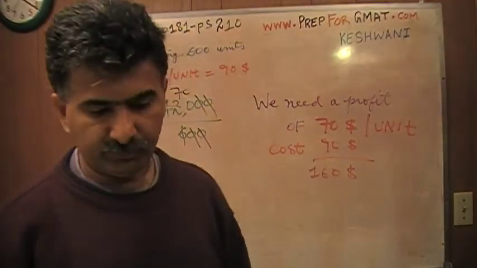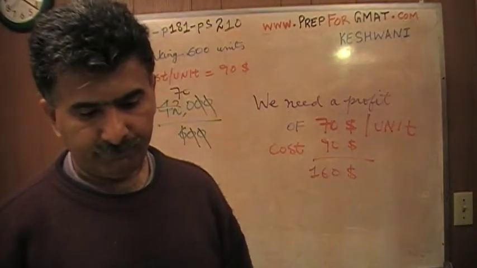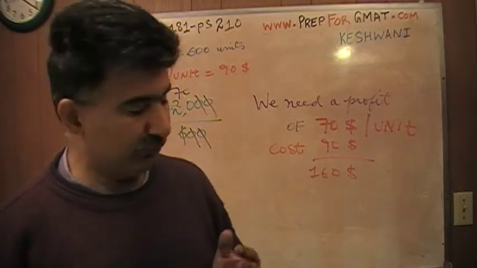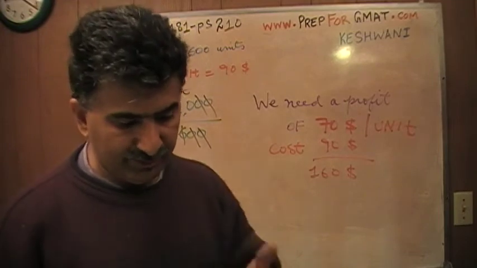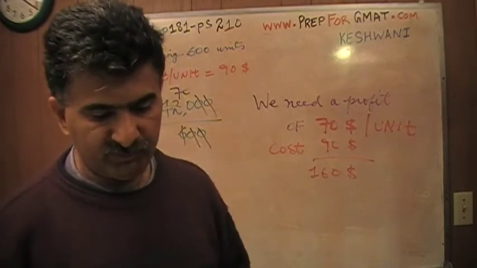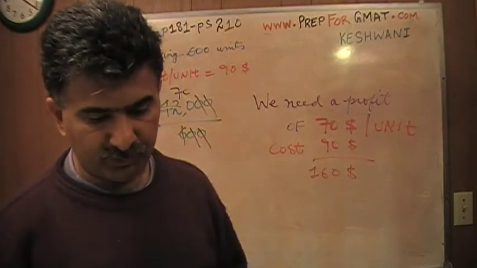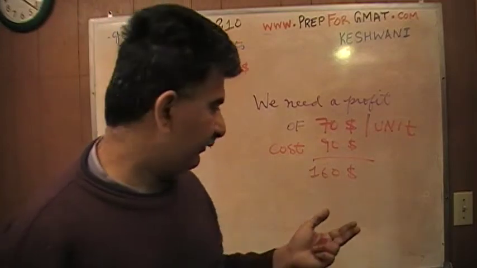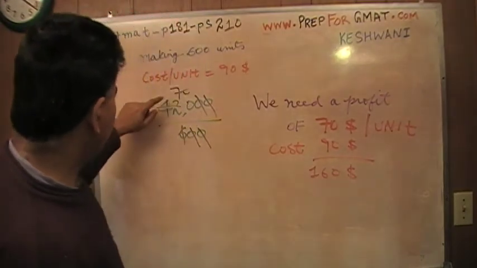Let's see how they phrase the question. What is the minimum? There you go, at least, like I said. You have to sell it for at least $160, hence the use of the word minimum. What is the minimum selling price per unit that will ensure that the monthly profit on the sales of these units will be at least $42,000? The answer is 160, that's it. Because you need a profit of $70 per unit.